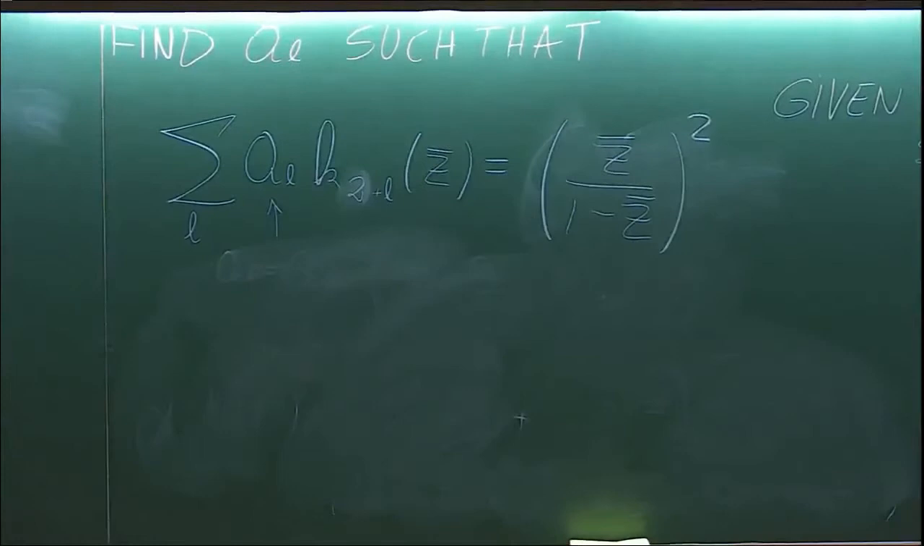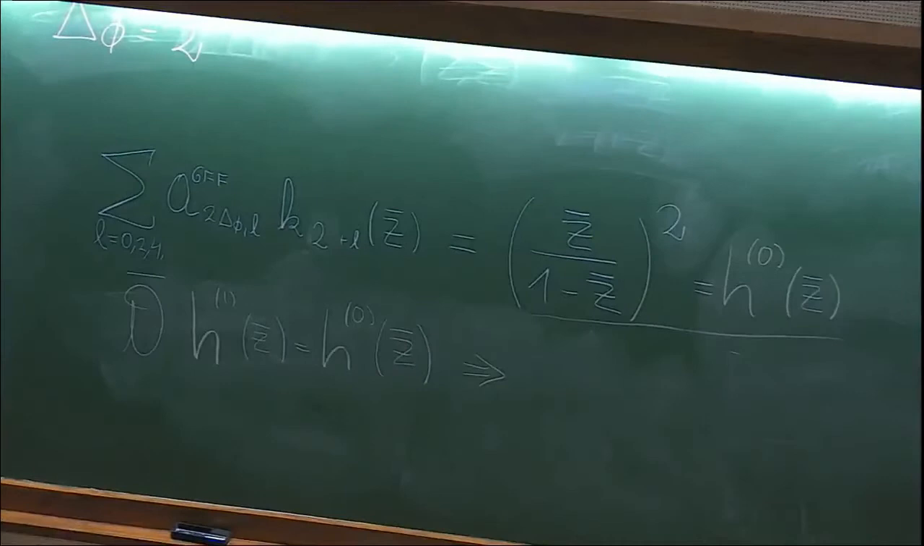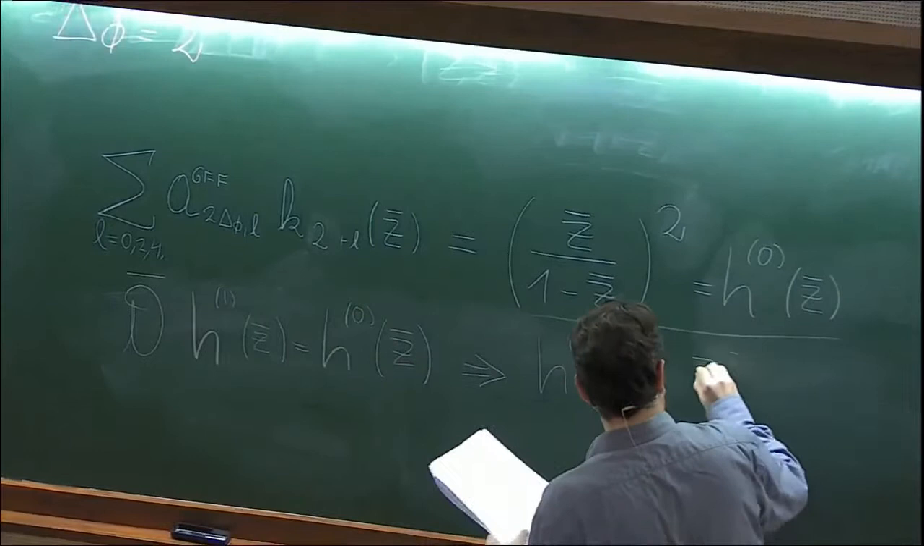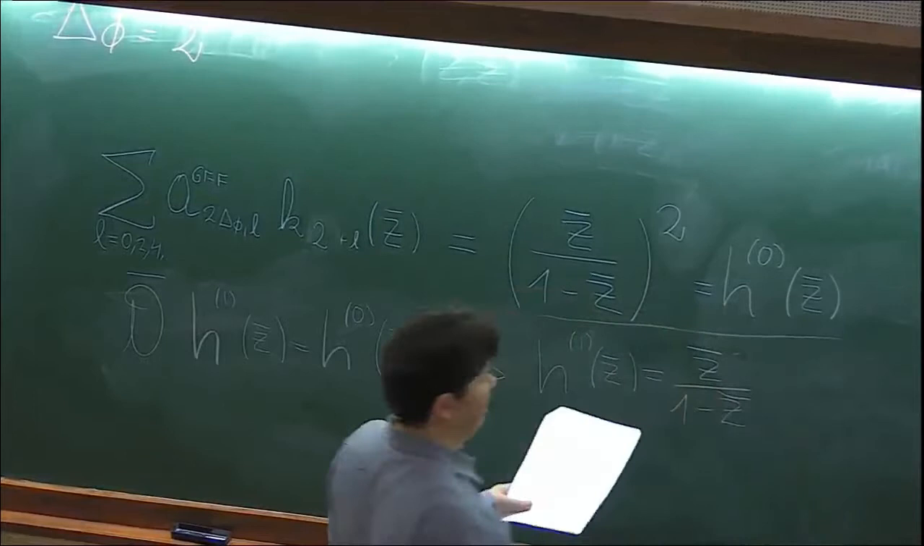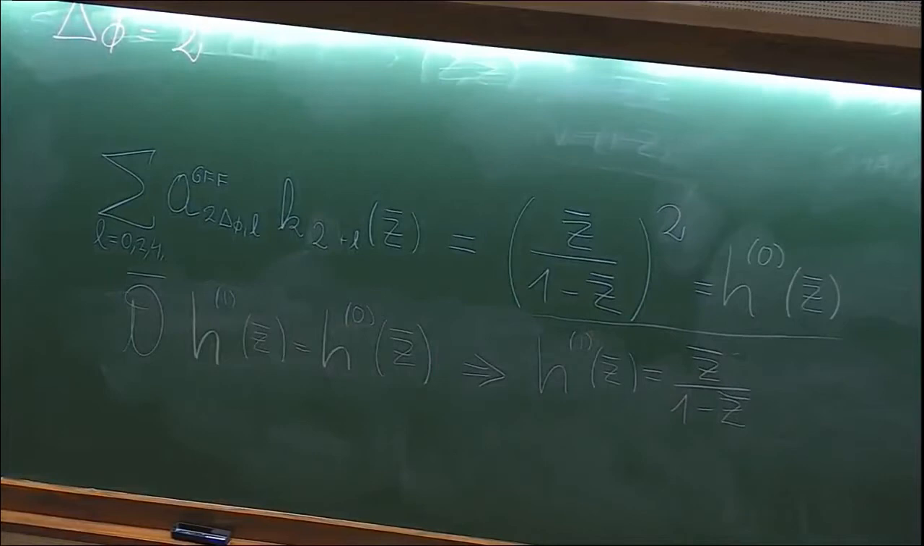But now let's compute A1. And A1 is such that D bar of H1 of z bar is equal to H0 of z bar. And you can go and check with Mathematica, H1 actually has a very neat expression, and is of the form z bar over 1 minus z bar. It's quite cool. And if you act on z bar divided by 1 minus z bar with D bar here, you will obtain exactly z bar divided by 1 minus z bar.